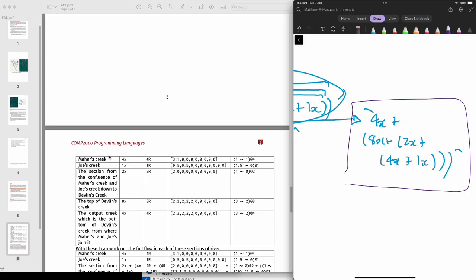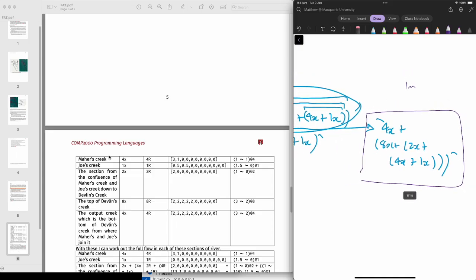And you and I can see how to compute that. If 1 mil of rain comes in, it will be 4 plus 8 plus 2 plus 4 plus 1, which is 12, 14, 16, 17. There'll be 17 liters per second coming out of the bottom of Devlin's Creek. But I'm not doing that computation yet. I'm just working out the expressions that describe the system.